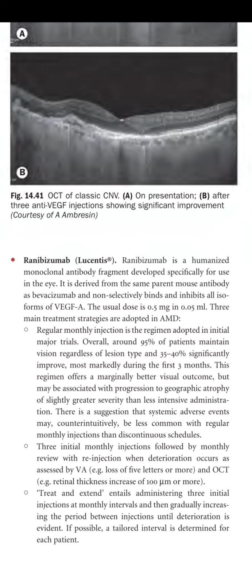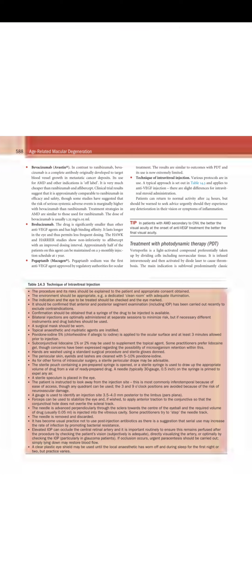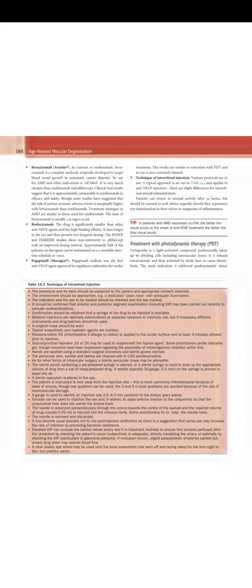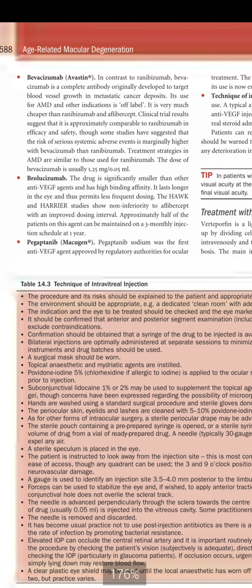Treat and extend entails administering 3 initial injections at monthly intervals and then gradually increasing the period between injections until deterioration is evident. If possible, a tailored interval is determined for each patient. So usually in treat and extend, you first treat with 3 monthly injections and then you start to increase the gap between the injections.